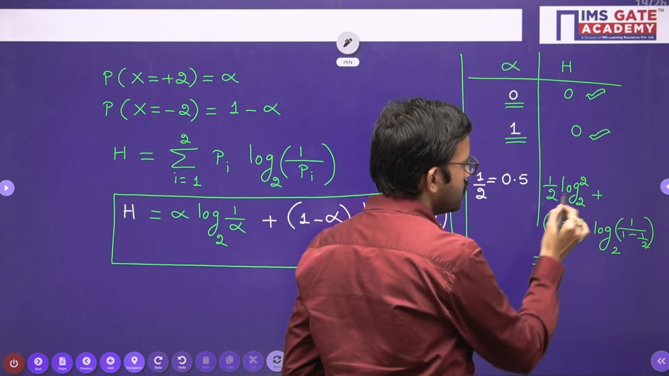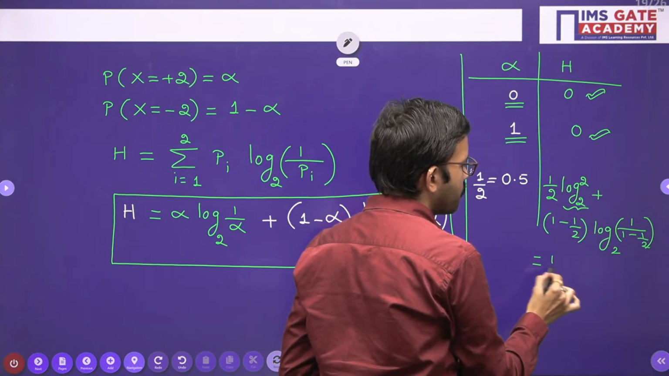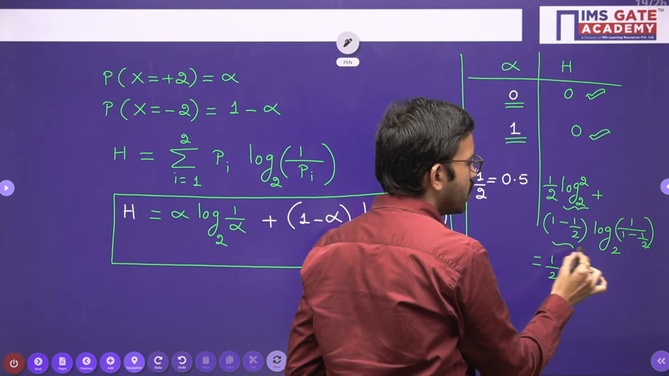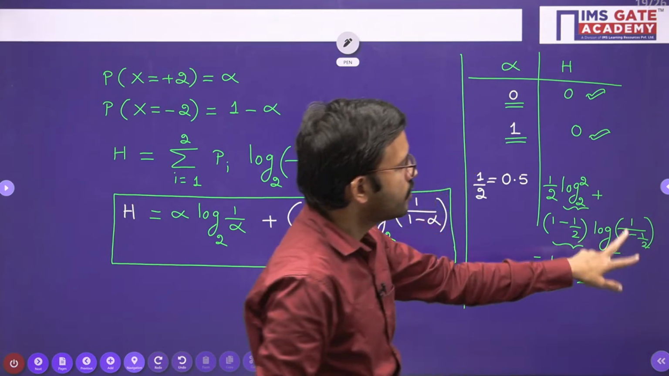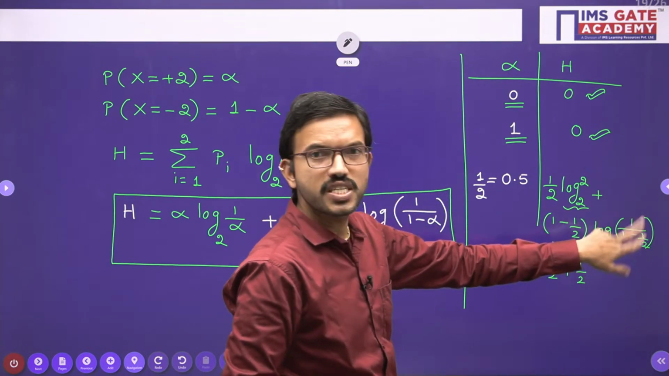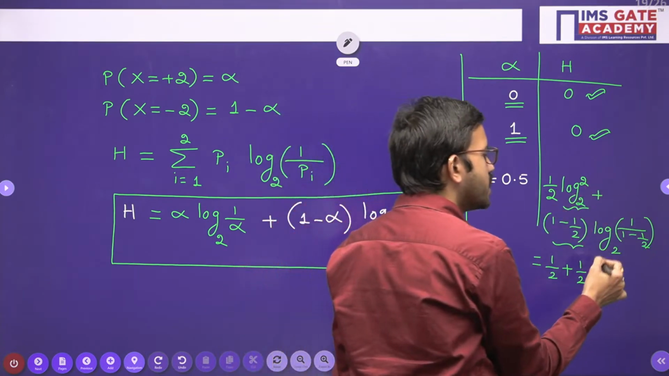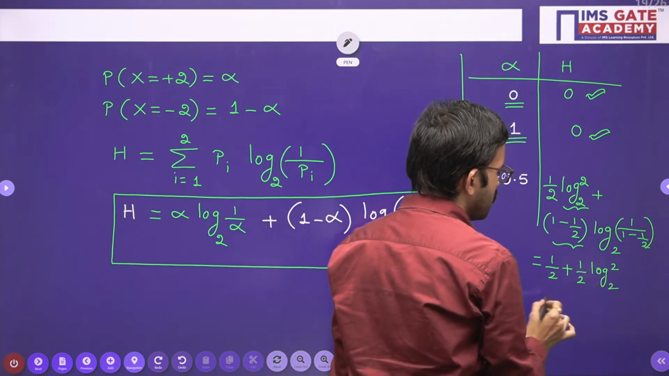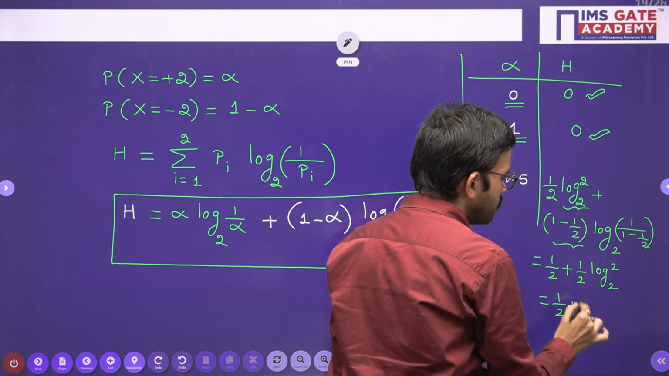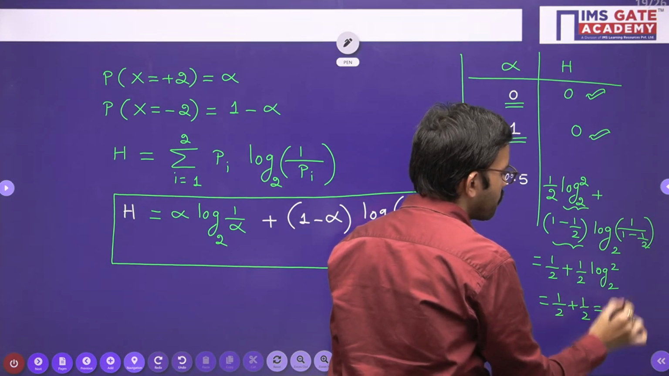So from here log 2 base 2 is nothing but 1. So 1 by 2 I am keeping. Here 1 minus half is nothing but half. 1 by 1 by 2 is nothing but 2. So log 2 base 2 you are getting, so that is nothing but 1. Okay. If you want, I will write one step here. So from here you are getting 1 by 2 plus 1 by 2, which is nothing but 1.